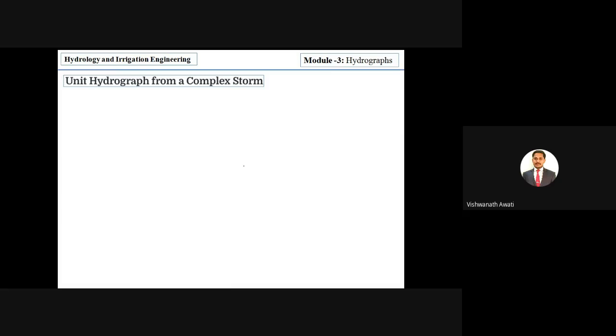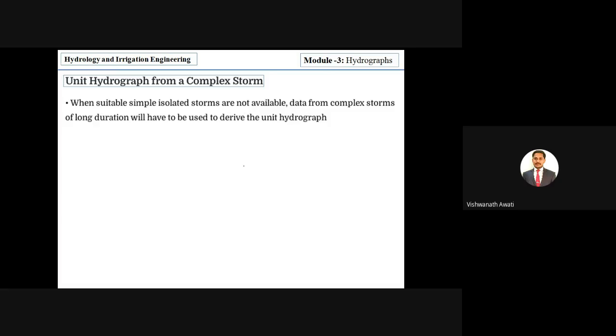So next is the derivation of unit hydrograph from complex storm, and this is also not important from the exam point of view, but we'll go through this. When suitable simple isolated storms are not available, the data from complex storms of long duration will have to be used to derive the unit hydrograph. So when we are not getting simple isolated storms, then it has to be derived from complex storms.